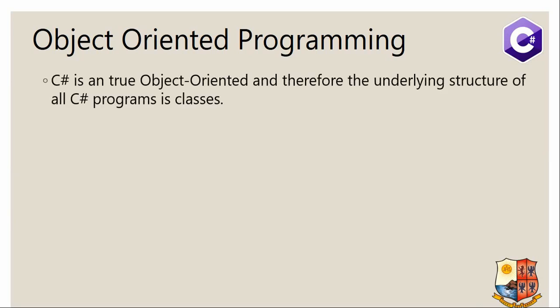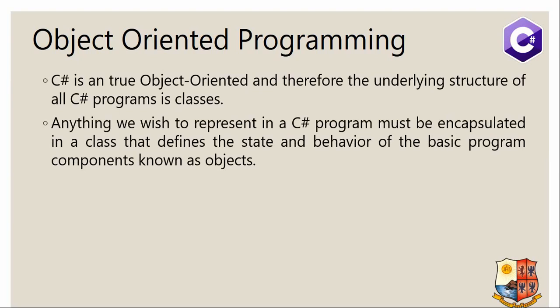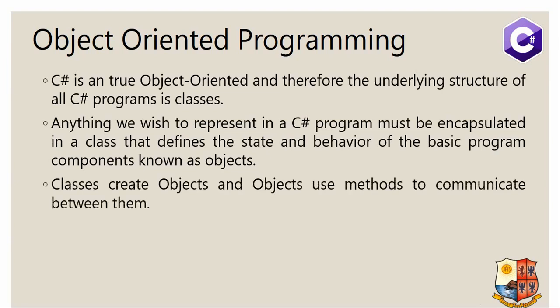So you know, C Sharp is a true object-oriented programming language. Just like almost like Java, which means all programs in C Sharp are classes, right? Anything you wish to represent in a C Sharp program, even just a hello world, you will have to encapsulate in a class that defines the state and the behavior and all those things known as objects. So without classes, you don't have programs in Java or in C Sharp. Okay, classes create objects and objects use methods. I think we have discussed this already, so I'm going to just skip this part.